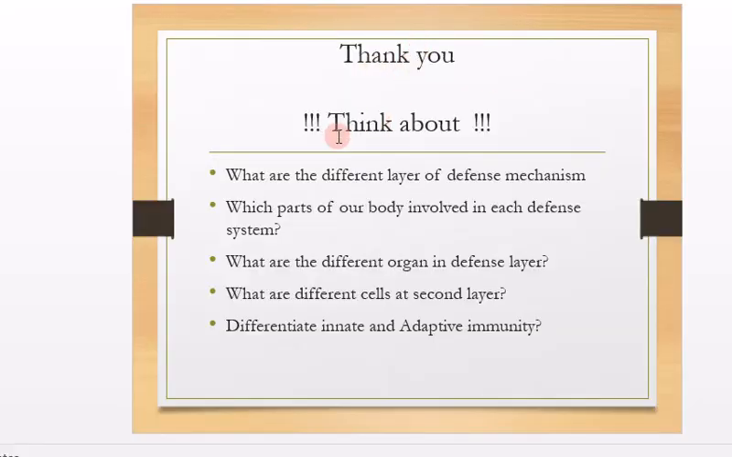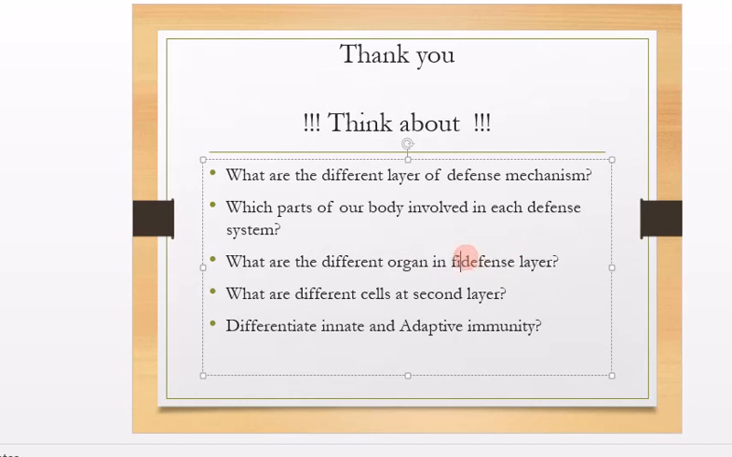Finally, I would like to thank you, but prior to that you need to think about these questions. What are the different layers of defense mechanisms? What are the different parts of the cells involved in the defense? What are the different cells involved in the defense of the immune system? What are the different organs involved in the first defense layer? And what are the different cells in the second defense layer? Here this is the first defense layer and the second defense layer. What are the organs present in the second defense layer? Differentiate between innate and active immunity. So these are the questions.